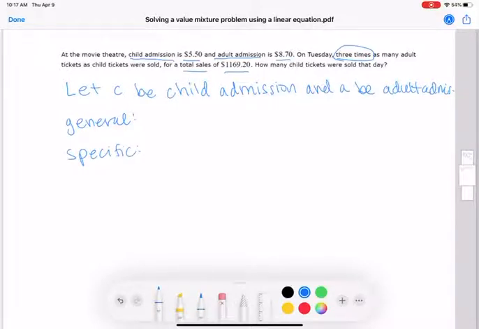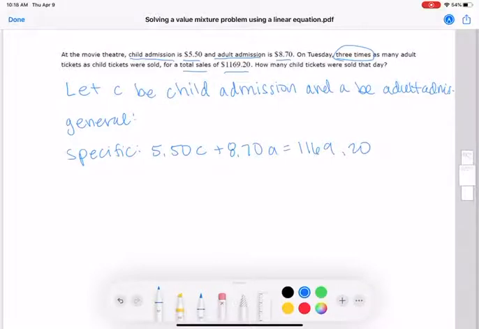If you want to try the general first, you can. I tend to always go for the specific, just since there's so many details. I know that all the details are going to go with the specific one. So specifically, they're talking about the total amount of sales. So I know that's going to be what the child tickets cost. So that's going to be $5.50 of the child tickets plus the $8.70 of the adult admission tickets to get that grand total, 1169.20.